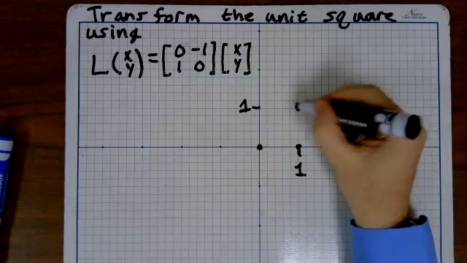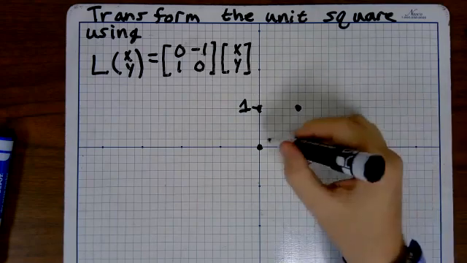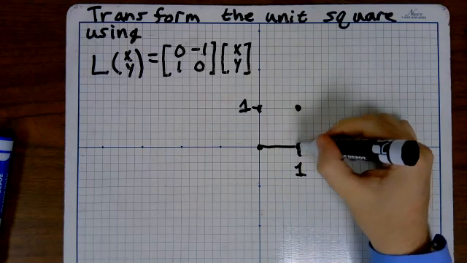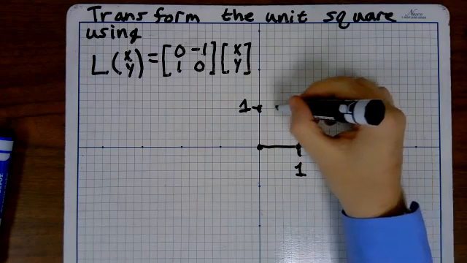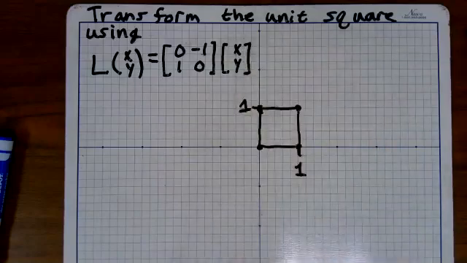Go ahead and try this yourself. We made good time, so we have enough time for you to do this one on your own. Transform the unit square using this matrix and draw the result. I'll give you about 2 minutes.